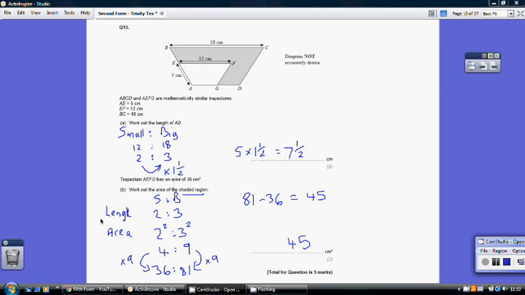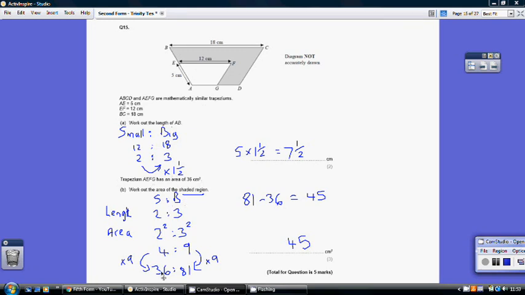Now if the length relationship is 2 to 3, which we've established up here, then the area relationship is going to be the square of these. So the area relationship, area being two-dimensional, is 2 squared to 3 squared, which is 4 to 9. So if the area of the smaller shape is 4, the area of the bigger shape would be 9. This is the relationship.